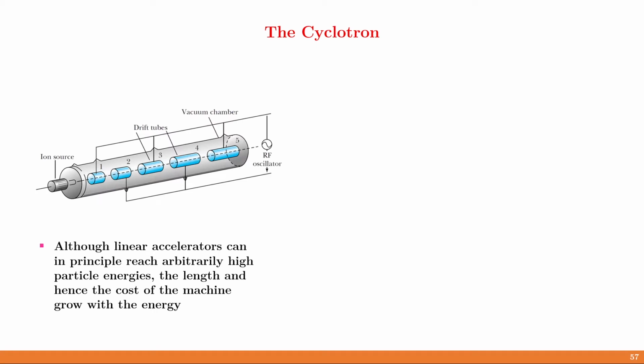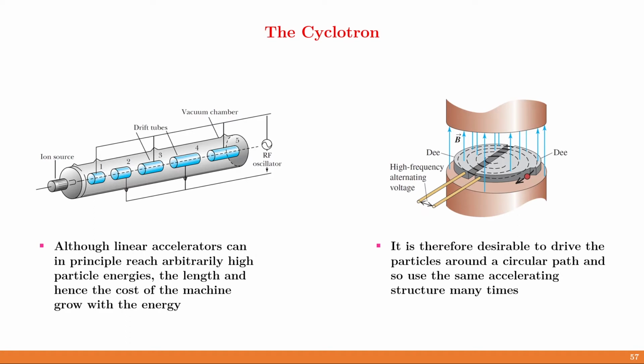Although linear accelerators can, in principle, reach arbitrarily high particle energies, the length and hence the cost of the machine grow with the energy. It is therefore desirable to drive the particle around a circular path and so use the same accelerating structure many times. And this is the principle of a cyclic accelerator.